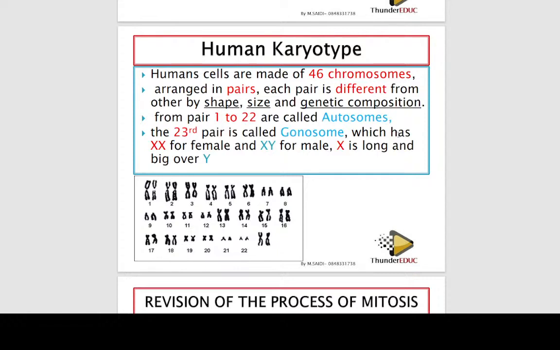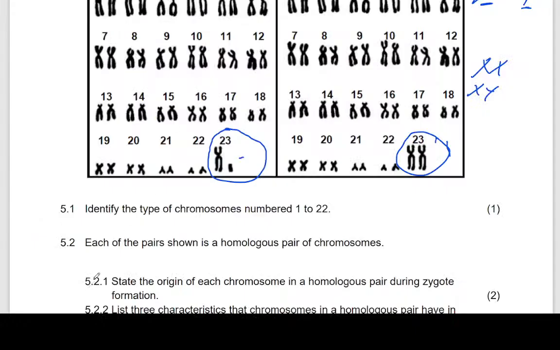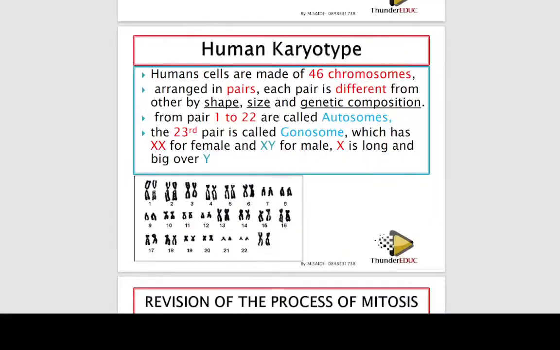Tell your teacher. Think about any question that is supposed to be in the examination guideline and can't be answered by this question. Okay, let's see. Identify the chromosome numbers 1 to 22. I mentioned it very well in this book. We say that 1 to 22 are called autosomes. So the answer is autosomes. We call those chromosomes autosomes.